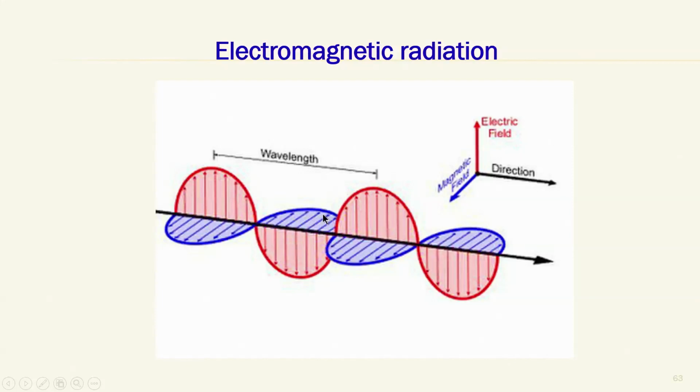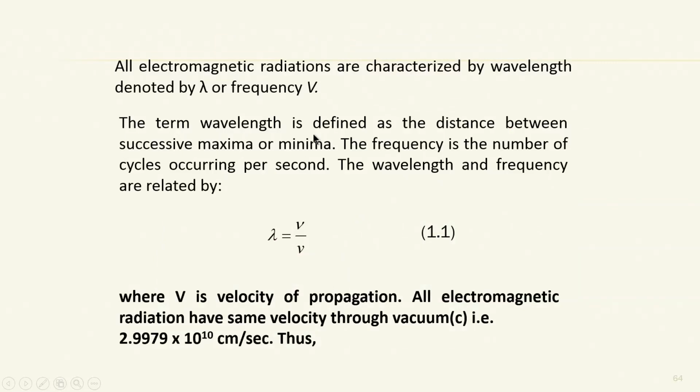So, I think most of you are familiar with the waveforms. We will simply say that all the electromagnetic radiations are characterized by the wavelength denoted by lambda or frequency mu. The term wavelength is defined as the distance between successive maxima or minima.